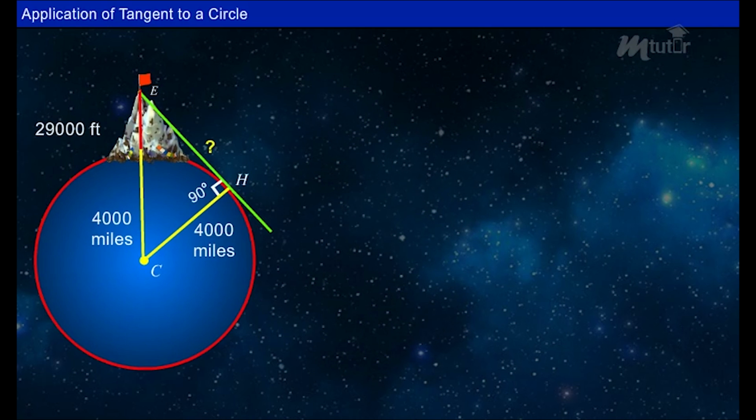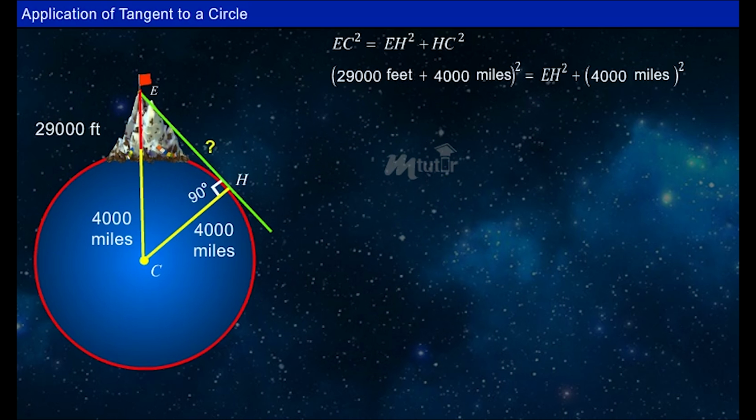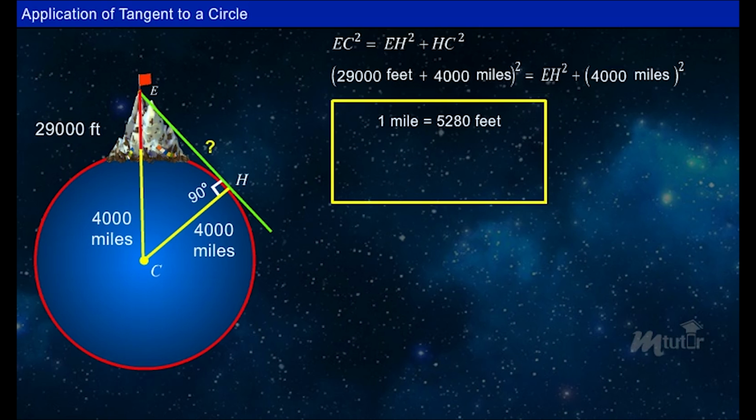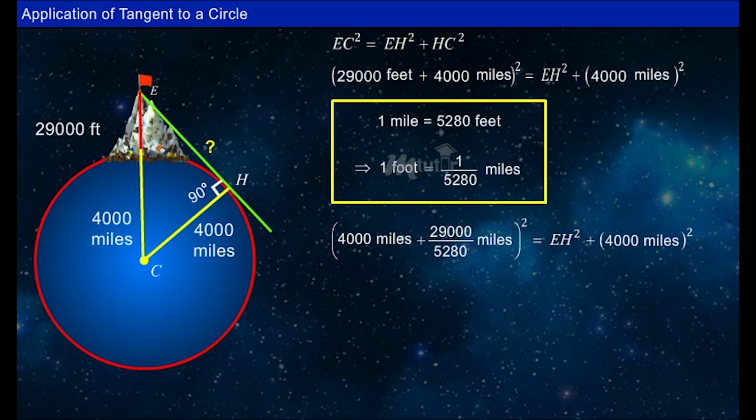Applying Pythagoras theorem, we have AC square is equal to EH square plus HC square. Substituting the known values, we obtain the equation as shown. We want to find the distance in miles, but the height of the summit is mentioned in feet. We know that 1 mile is equal to 5,280 feet. Thus, 1 foot is equal to 1 by 5,280 miles. Substituting this to convert the feet into miles, we get the value of EH square as shown here.